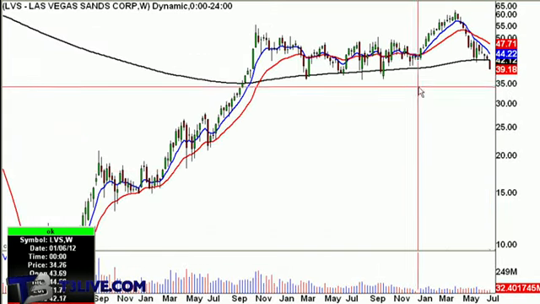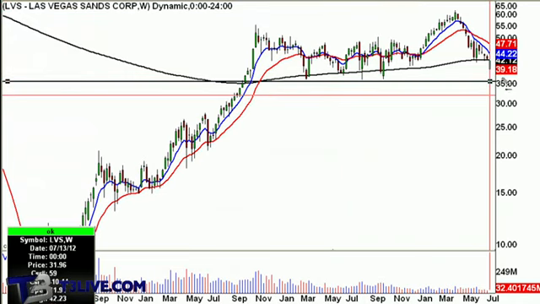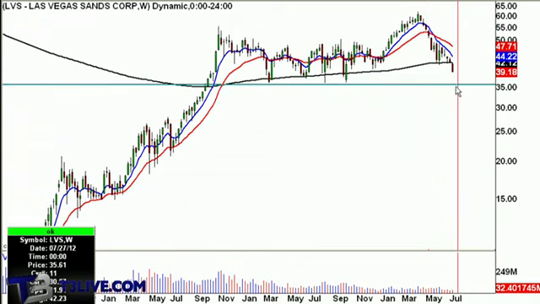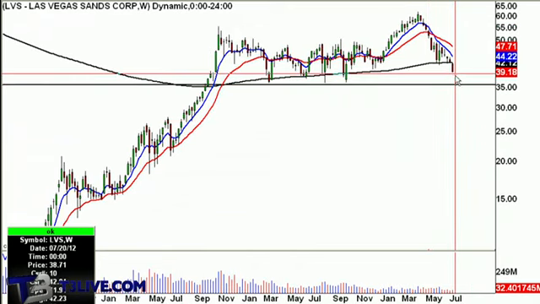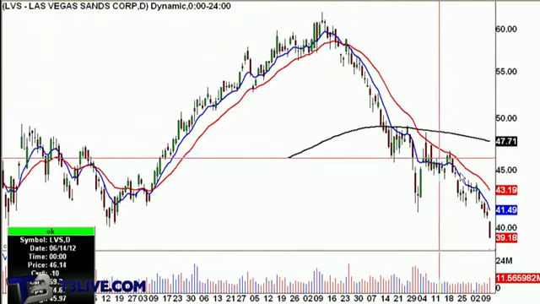LVS, same kind of thing. Major support down here, $35. Looks to me the stock's going to try and test into that level. As the days go, you can see it's weakening. Here's the daily, major downtrend in place.